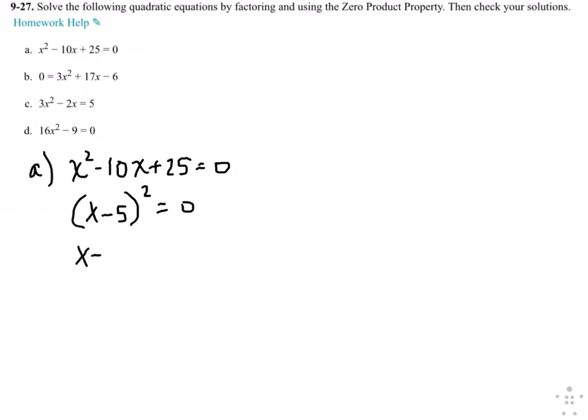So the zero product property says that x minus 5 is 0, or x minus 5 is 0, but we don't need to write that. So we get x equals 5 for A.